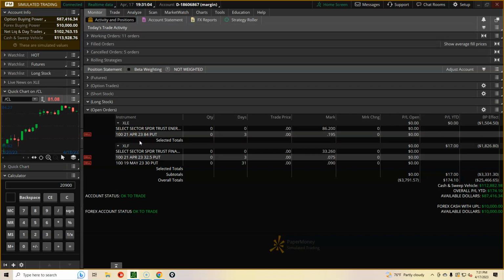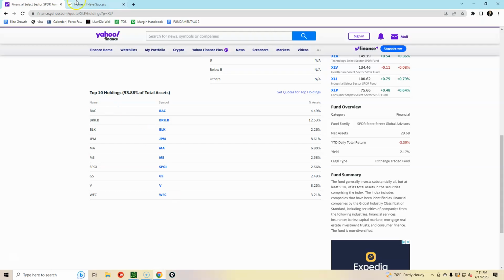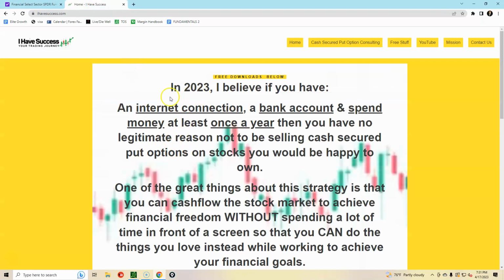Now, if you want to be a genius and you want to complain, yeah, go for it. It's not going to affect my bank account. It affects your bank account. And it doesn't affect my mood. It affects your mood. But I'm trying to give you some helpful advice here on how to be successful at this game, because in 2023 and going forward, I believe if you have an internet connection, a bank account, and you spend money at least once a year, then you have no legitimate reason not to be selling cash secured put options on stocks you'd be happy to own. But cash secured means you've got to have the cash. So if you don't have the cash, then pick a stock you've got the cash for, right? That's just the way the game goes.